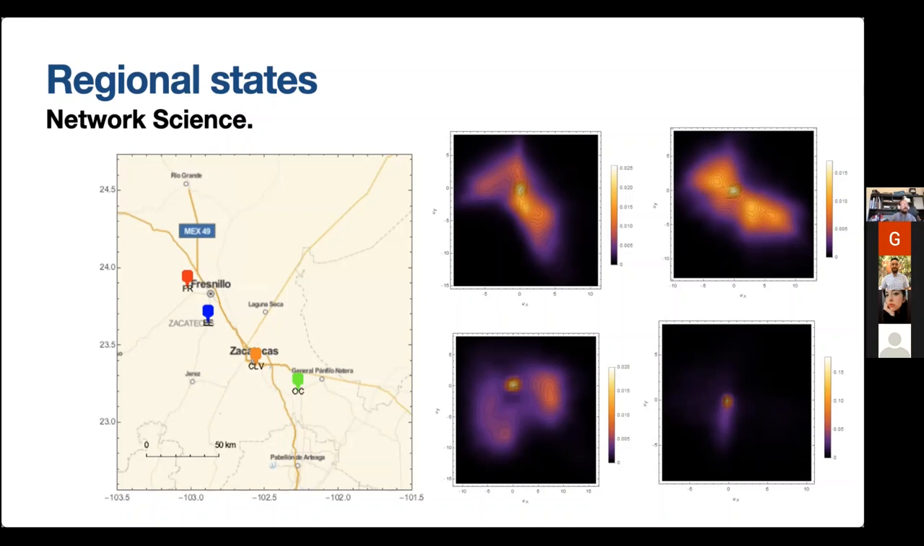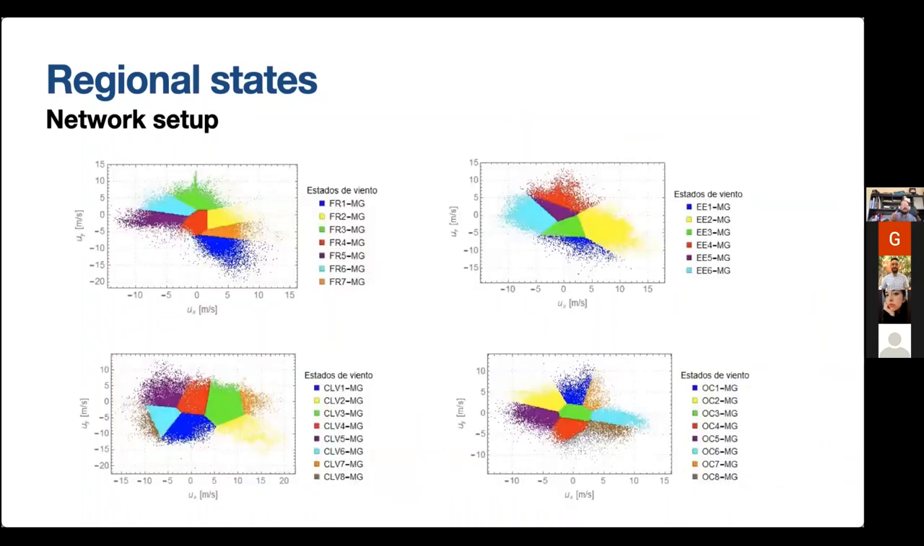If we plot the density maps of the velocity in the different stations, we could see that the distribution, even though it is similar, also contains huge differences. And the question here is, can we develop a method to find this global, let's say, regional state, using these machine learning methods? Well, we tried to do it.